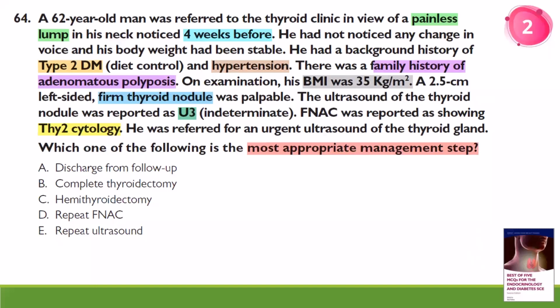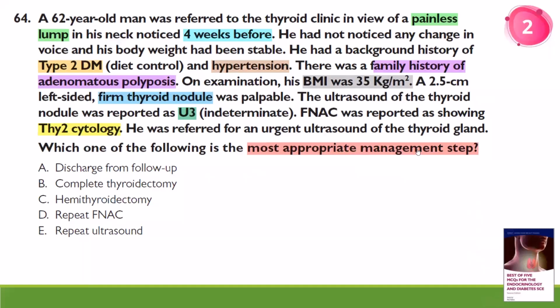Thyroid sonography risk stratification is U3, which is an indeterminate risk pattern by U classification. The fine needle aspiration cytology was reported as Cy2. What about Cy2? Non-neoplastic. He was referred for urgent ultrasound of the thyroid gland. Which one of the following is the most appropriate management step?